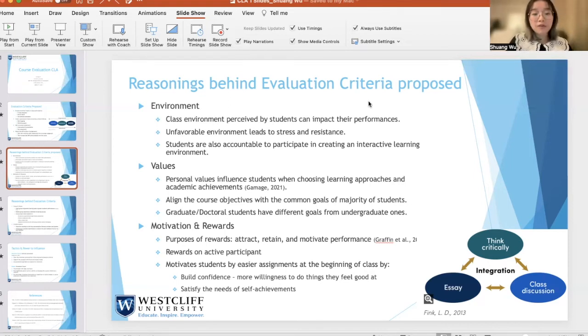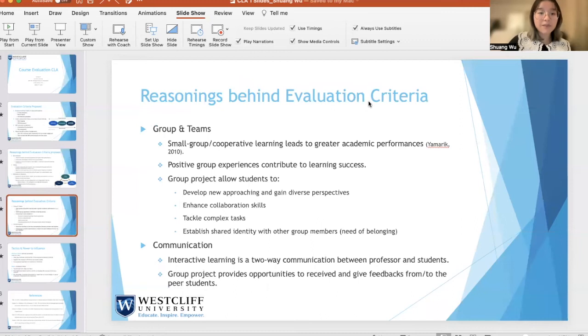Motivation and rewards is another factor impacting my proposal. The purpose of rewards is to attract and motivate performance. So by rewarding active participation and giving easier assignments, we want to motivate the students by helping them to build confidence. People are more willing to do things they feel good at, and it also satisfies the need for self-achievement of the students by getting a higher score on some assignments at the early phase of the course.